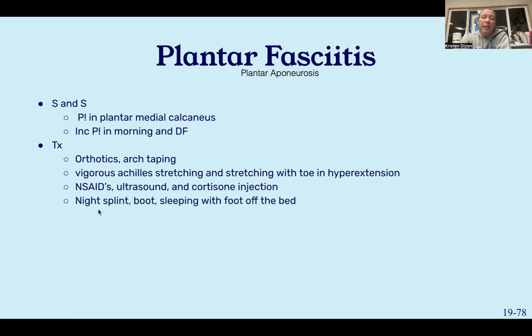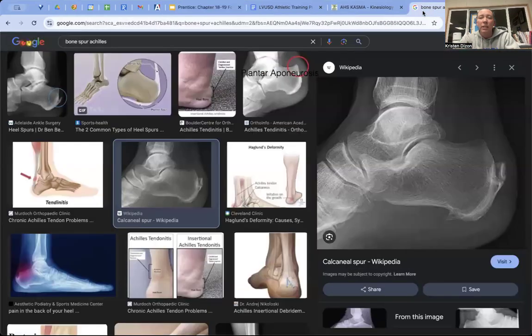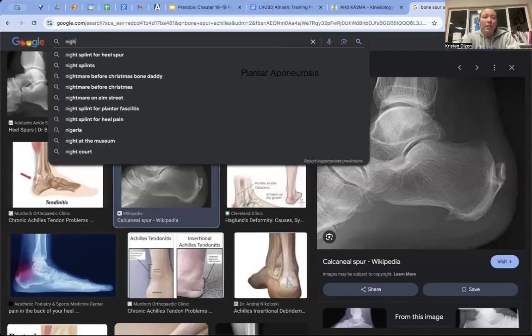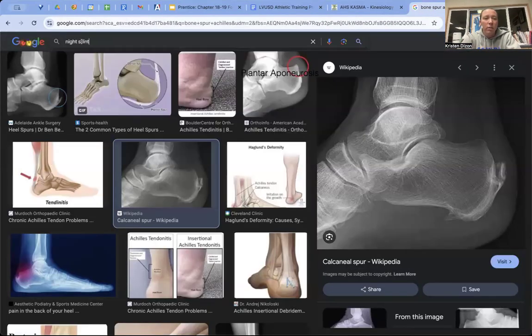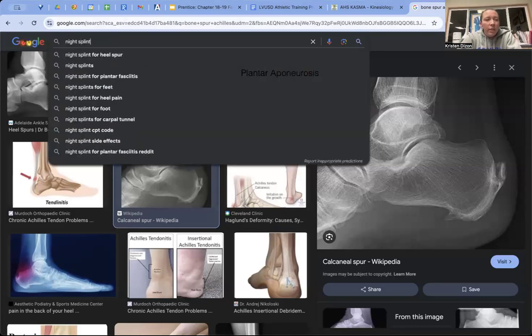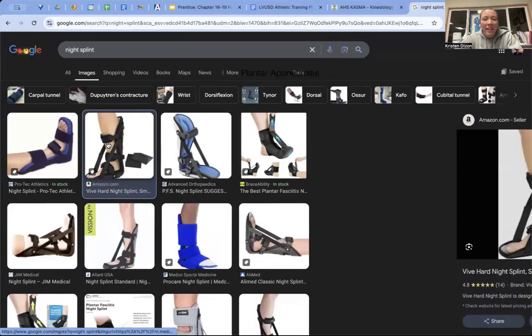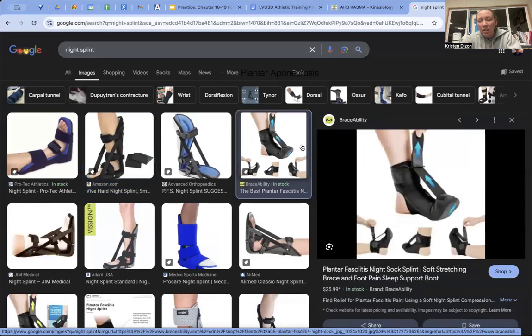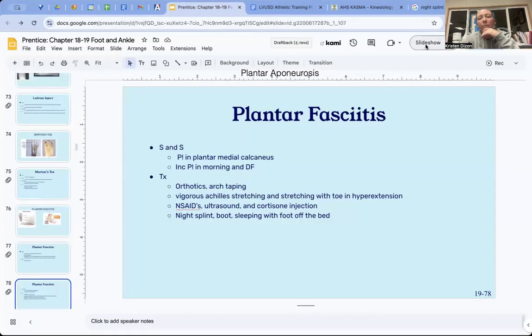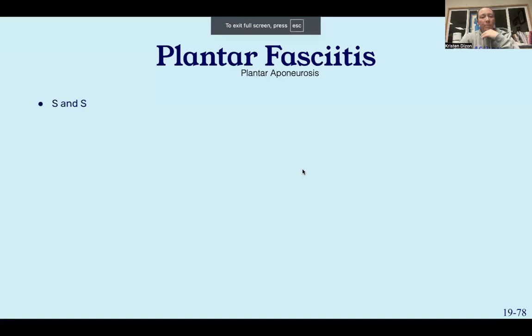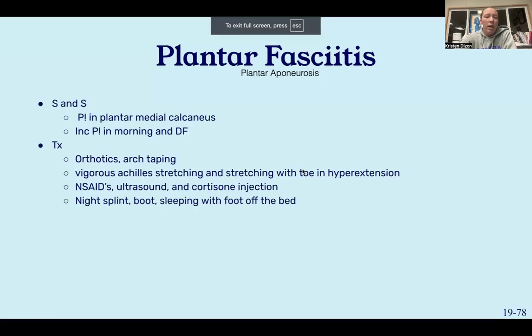I can use a night splint, which if you look at a picture of a night splint, they do not look comfortable. So imagine trying to sleep with this, or this one that pulls on your toes. Not the most comfortable thing. Wearing a boot can be helpful just so that you're not using your arch as much. Sleeping with your foot off the bed. Shout out Miss Prater for teaching me this one.